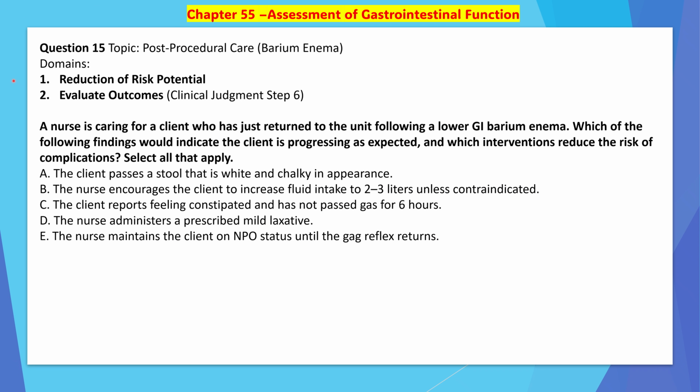Question 15. For barium enema, we have reduction of risk potential, evaluate outcome. So the nurse is caring for a client who has returned to the unit following a lower GI barium enema. Which of the following findings should indicate the client is progressing as expected? Which intervention should reduce the risk of complications? Select all that apply. The client passes a stool that is white and chalky in appearance.